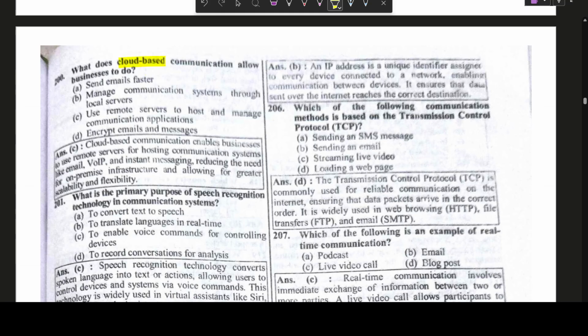What does cloud-based communication allow businesses to do? It uses remote servers to host and manage communication applications. Cloud-based communication enables businesses to use remote servers for hosting communication systems like email, voice over internet protocol, and instant messaging, reducing the need for on-premise infrastructure and allowing for greater scalability and flexibility.